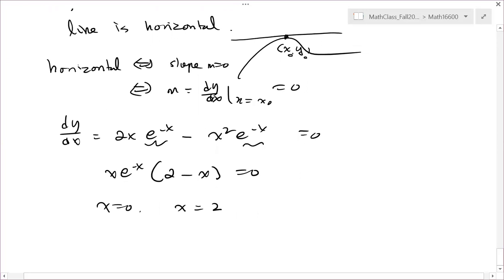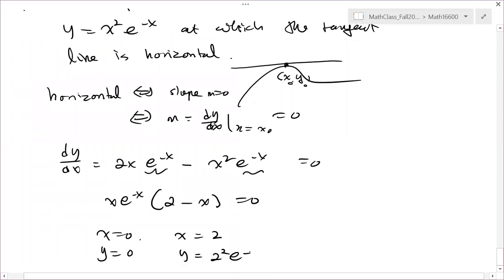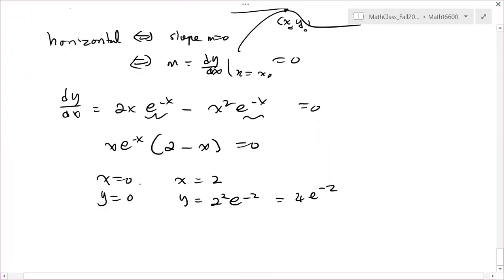The first one: y equals zero, because when x equals zero, y is zero. The second one is two squared e to the negative two, so it's four e to the negative two. So you're getting two points. At those two points, the tangent line is horizontal, because the slope is zero. It's very clear. There are two points: zero, zero, and the other point is two, four e to the negative two.